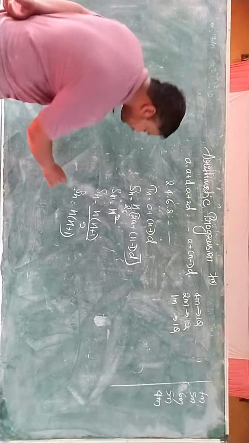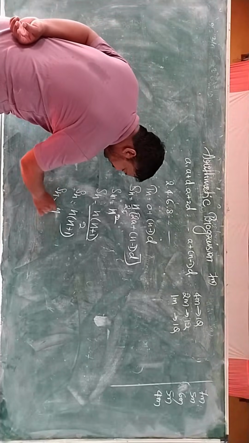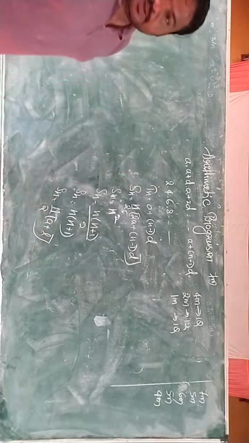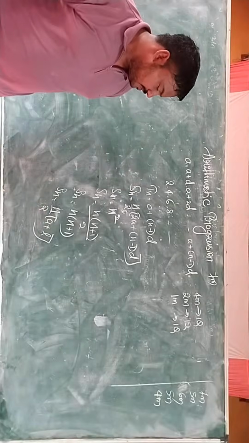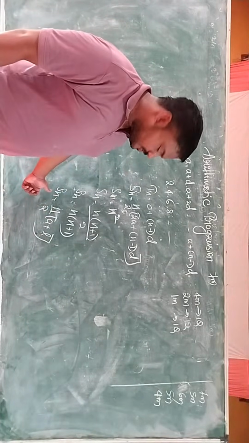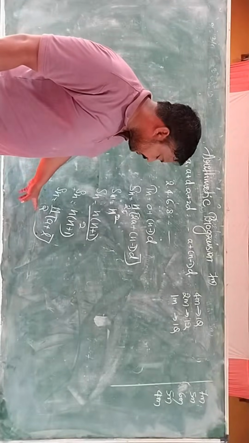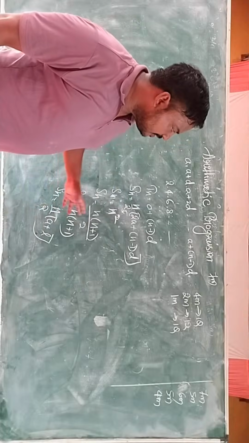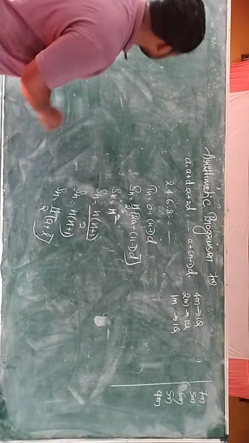The next, Sn is equal to n upon 2 into (a plus l). When the first term and last term are given and we have to calculate the sum, at that time we can use the formula Sn is equal to n upon 2 into (a plus l). These are some important formulae. Okay. And now 1 mark questions, very simple questions like this.